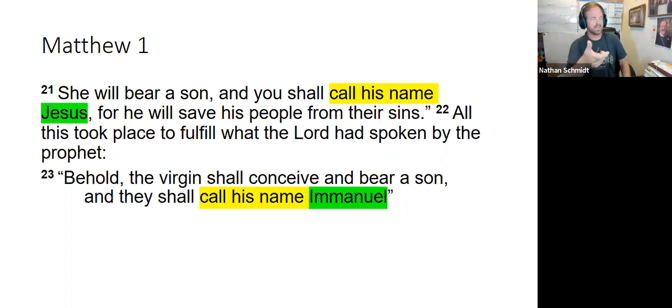So his name is Jesus. So we know that's what it's referring to in those verses. So I decided to explore it some more. So if we go to the next slide.